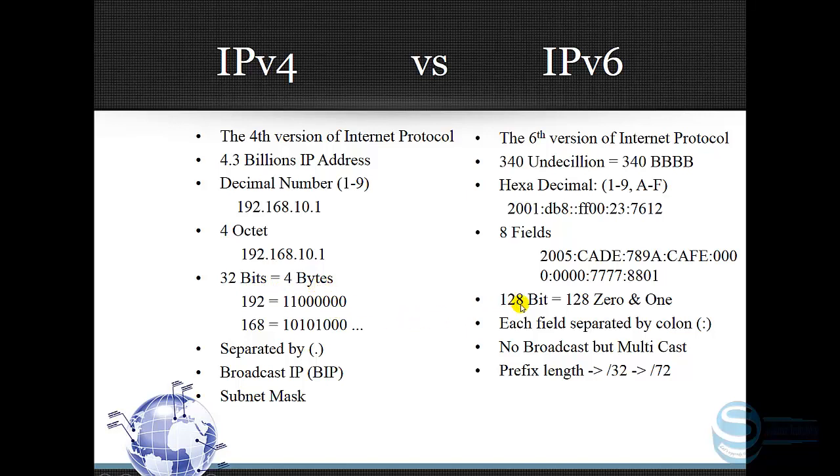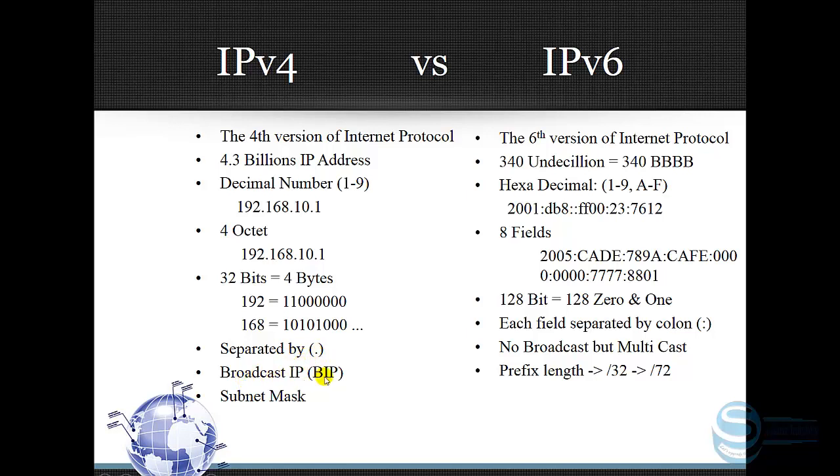On the other side, IP version 6 is 128 bits. It means if we convert this IP address to binary, overall it will be 128 zeros and ones. IP version 6 addresses are separated by colons, you can see here, but IP version 4 is separated by dots.